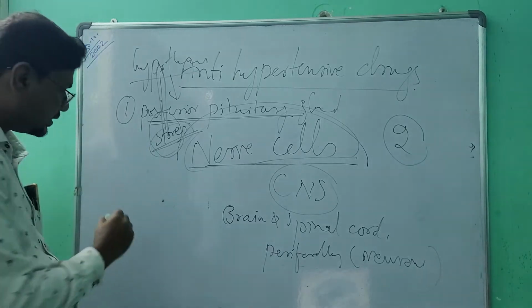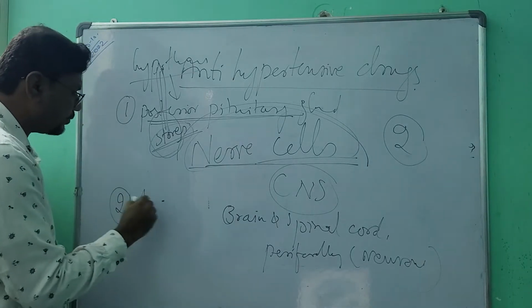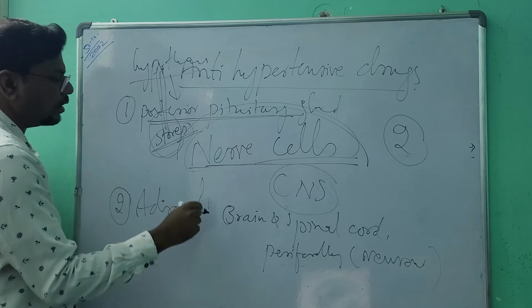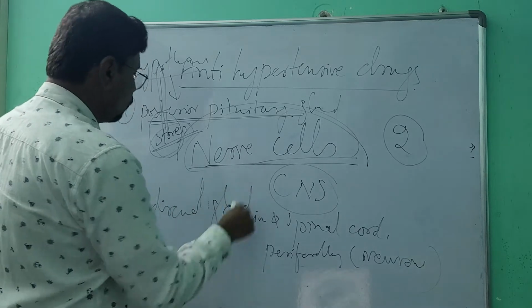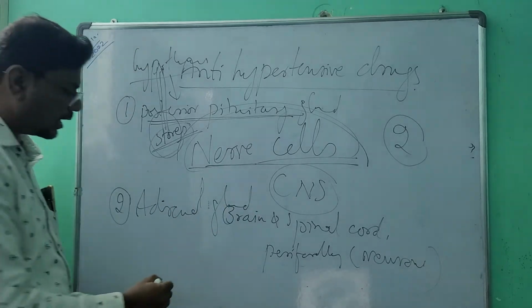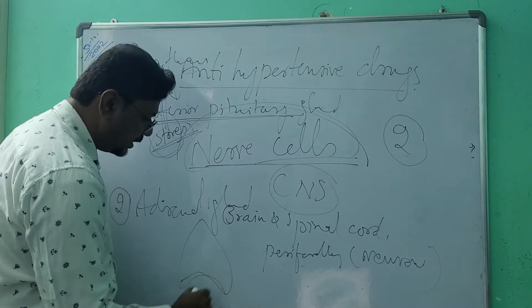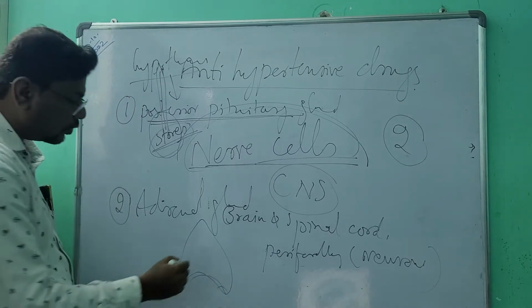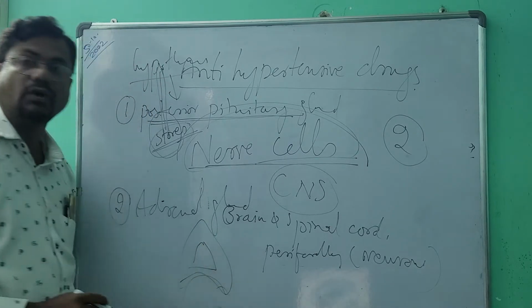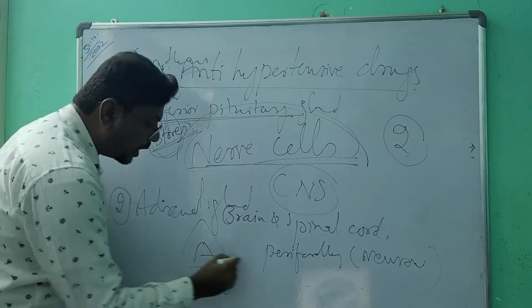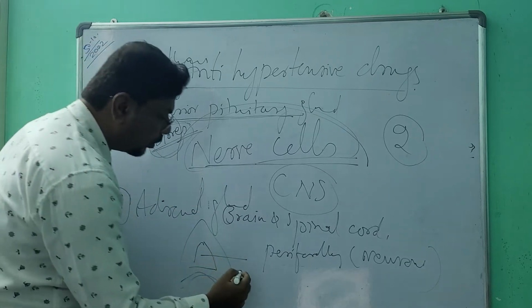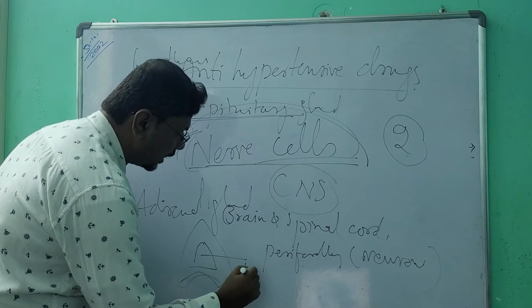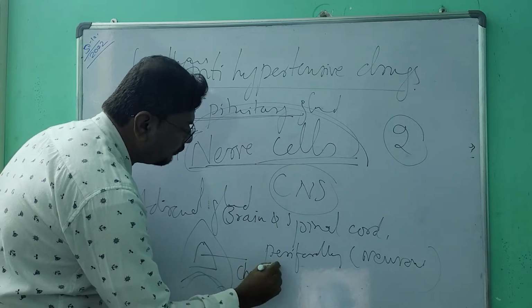The second one is the adrenal gland. Now we are coming to our topic. What is this adrenal gland? The adrenal gland is a gland which is present above the kidney, and it has a cortex and a medulla. The medulla part is very important for us because the medulla has chromaffin cells.